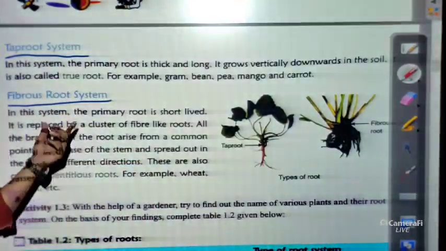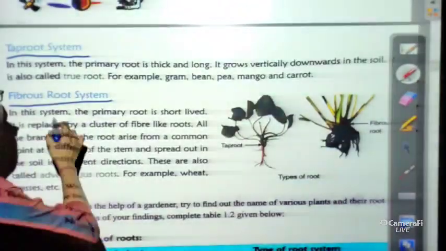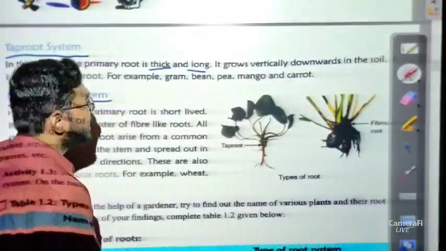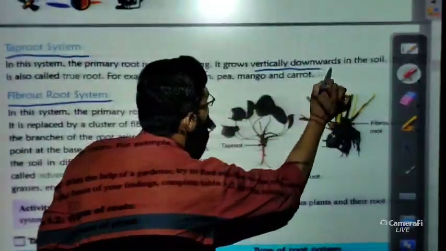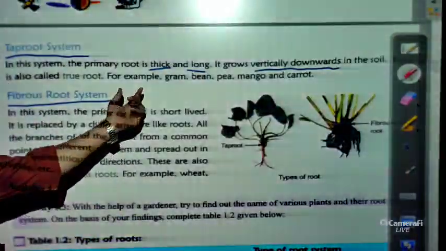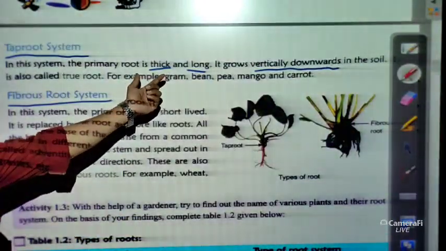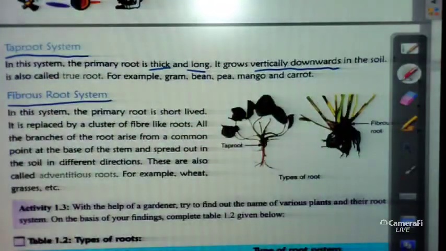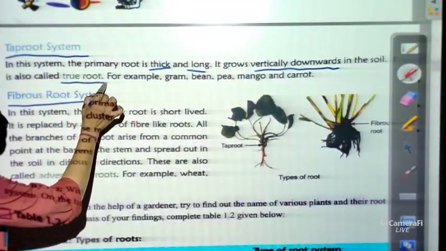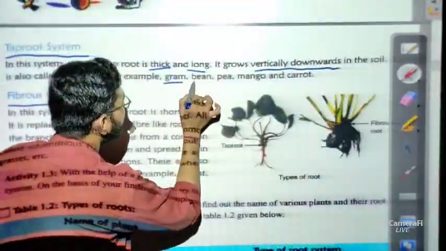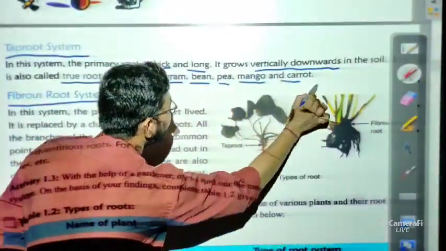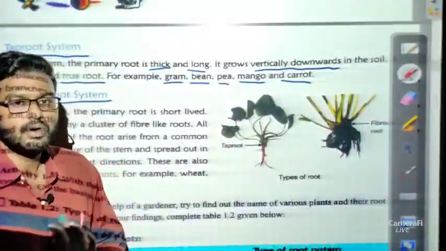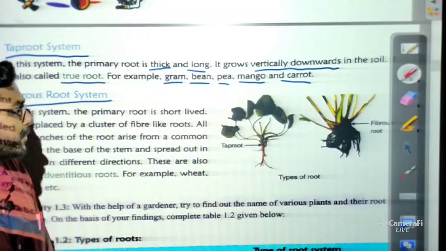Now, what are the characteristics of tap root system? Basically in this system the primary root is thick and long, and it grows vertically downward. These are the characteristics, students. The roots are thick and long, and go vertically downward in the soil. It is also called true root. For example, gram, beans, pea, mango, carrot. You have to remember only two examples, two are enough.